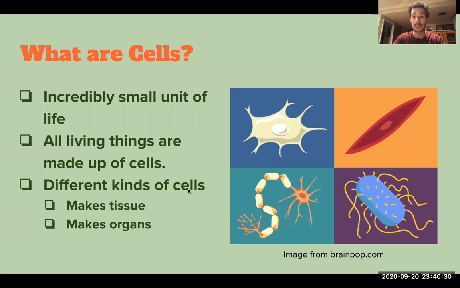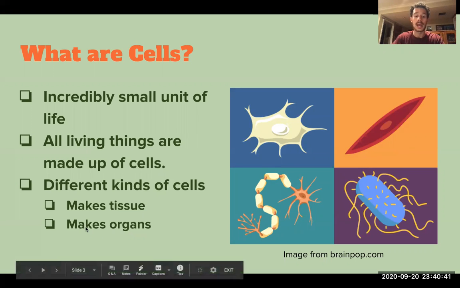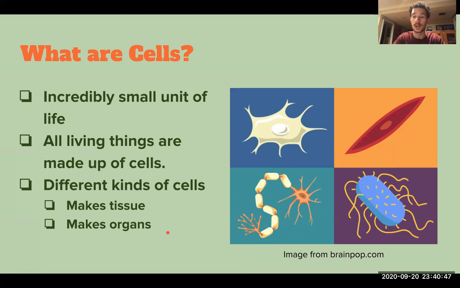So plant cells make plants. Specific kinds of cells make tissues, which are the things that can make up your skin or other parts of your body. And cells can also make the organs in your body, like your brain or your heart. So cells can do a lot of different things.